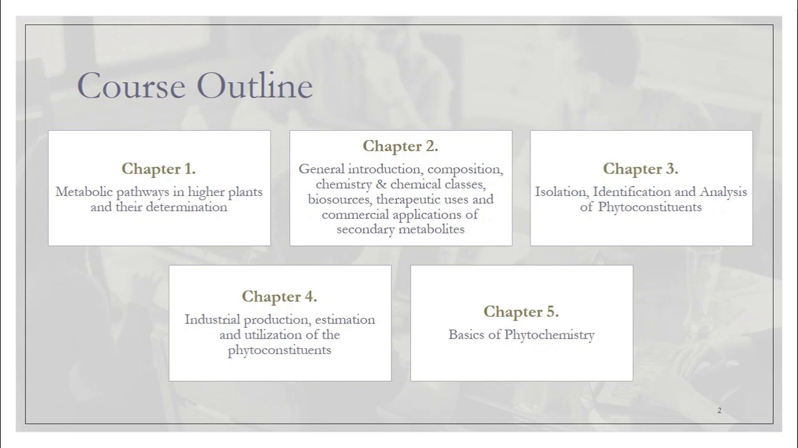Chapter 1 is about metabolic pathways in higher plants and their determination. Chapter 2 is about the general introduction, composition, chemistry and chemical classes, biological sources, therapeutic uses and commercial application of secondary metabolites. Chapter 3 is about the isolation, identification and analysis of phytoconstituents. Chapter 4 is about industrial production, estimation and utilization of phytoconstituents. And the last chapter is about the basics of phytochemistry.